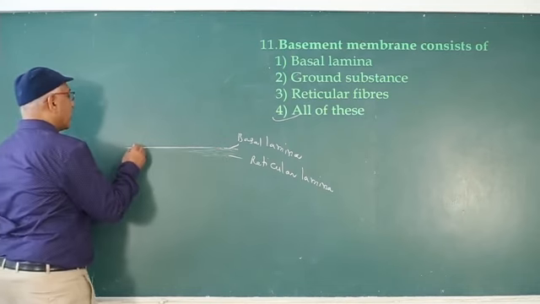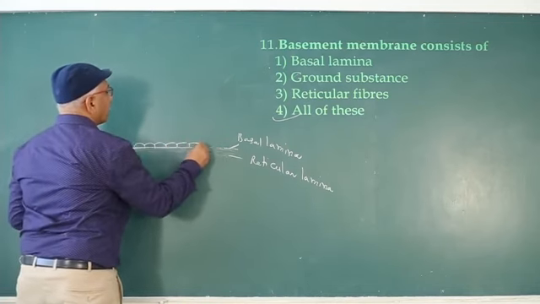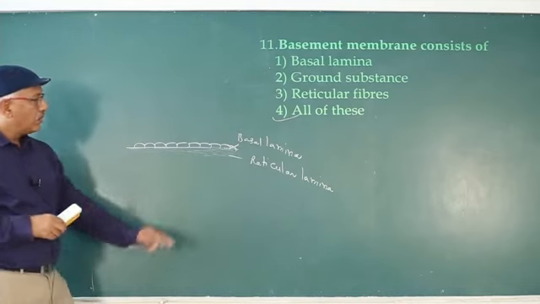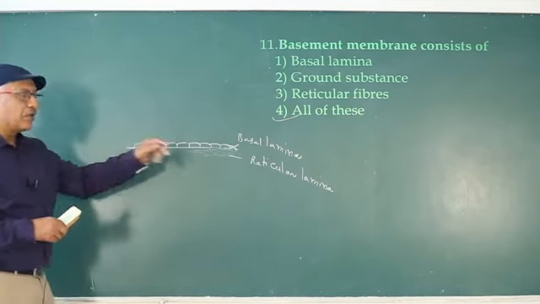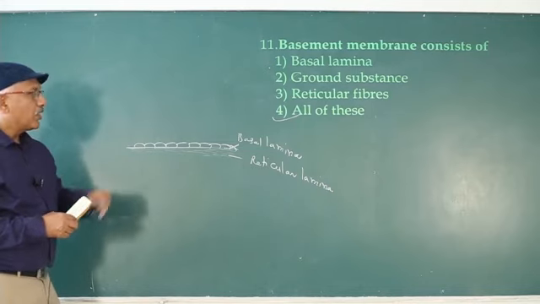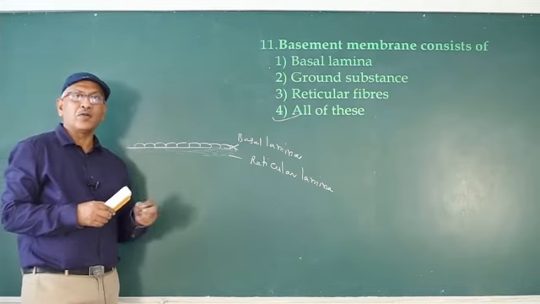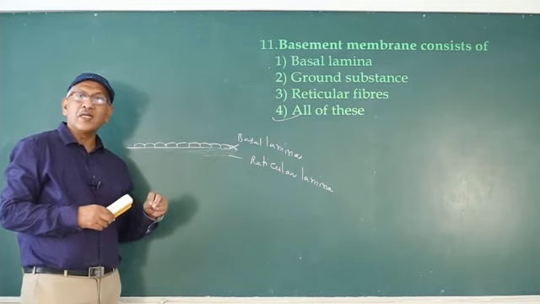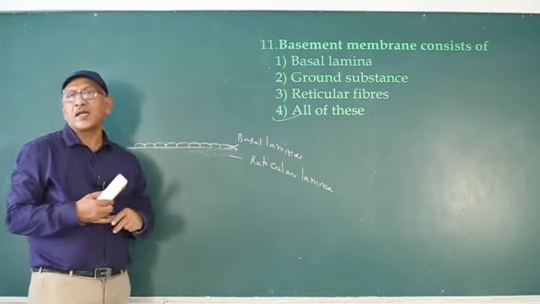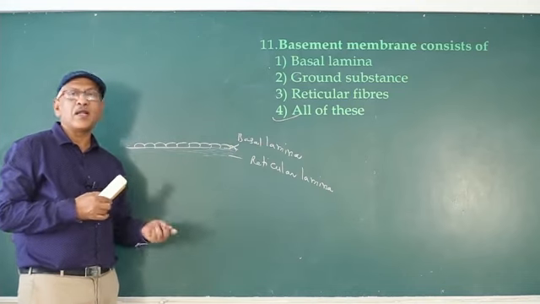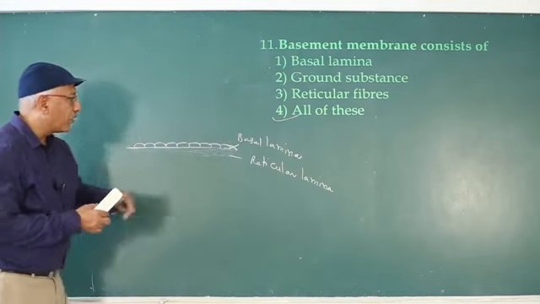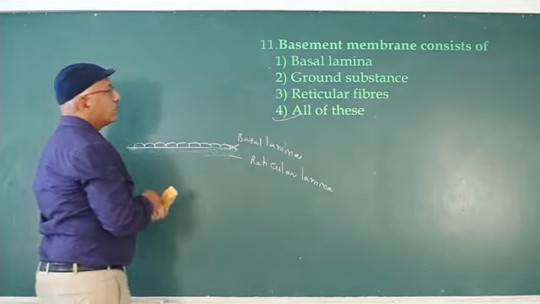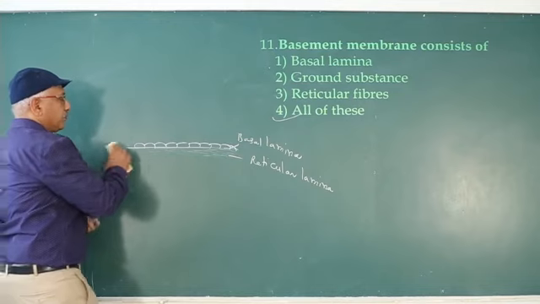Basal lamina is secreted by the cells. The cells of the epithelium secrete the basal lamina. Reticular lamina is nothing but reticular connective tissue. You already know epithelium is avascular, with no blood vessels. So epithelial tissue obtains nutrients from the reticular connective tissue. So that is the reticular lamina. Basal lamina and reticular lamina together form the basement membrane. So all of these are correct.